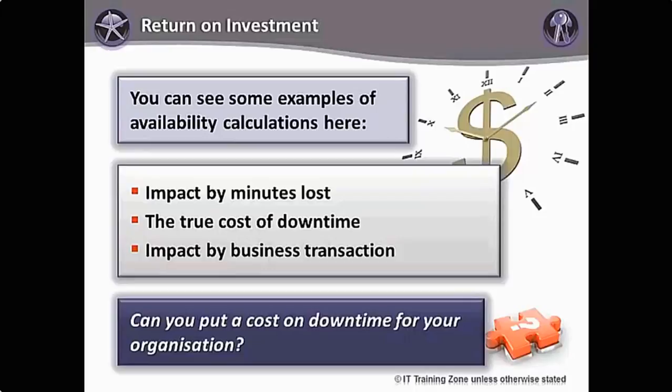Impact by minutes lost. This is a calculation on the duration of downtime multiplied by the number of customers impacted. The true cost of downtime, including measures that have been agreed with the business. Or, impact by business transaction. This calculation is based on the number of business transactions that could not be processed during the downtime. Can you put a cost on downtime for your organization? How is downtime defined?